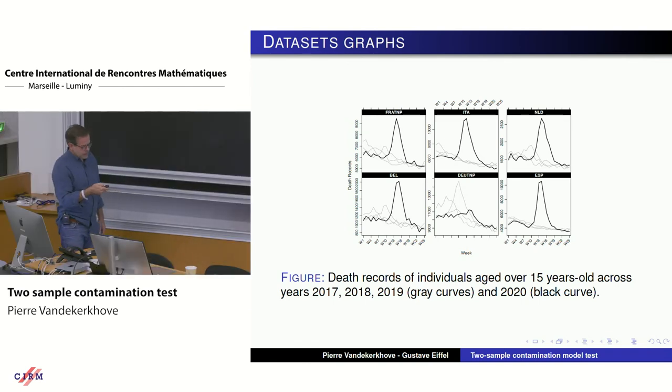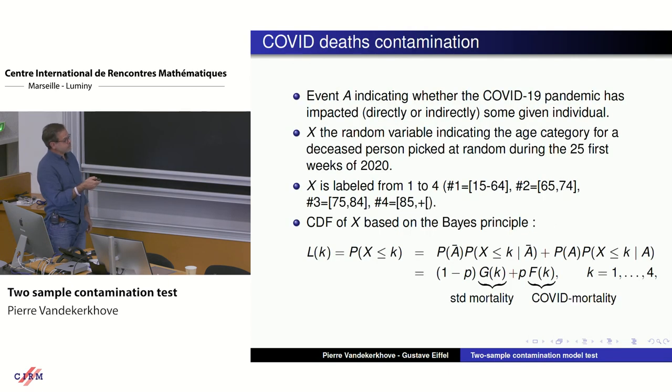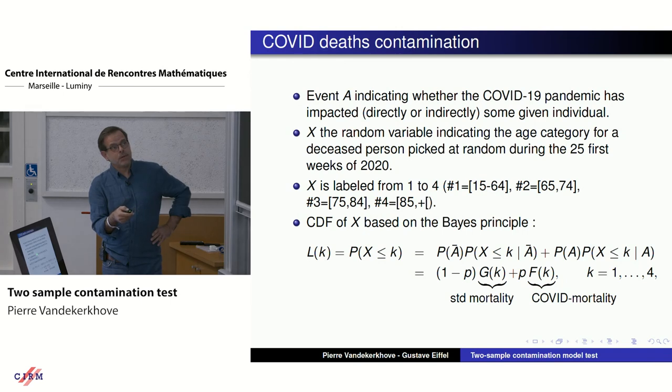And the distortion, so the modeling we do here is that we consider an event A saying that one person dead during this period has been impacted by the COVID, directly or indirectly. X is a random variable indicating the age category for a deceased person picked at random during the first 25 weeks of 2020. X is labeled in four classes, and the distribution of X can be decomposed by the Bayes formula.